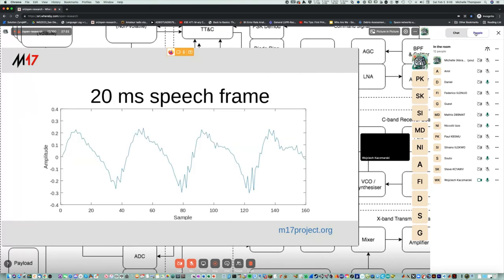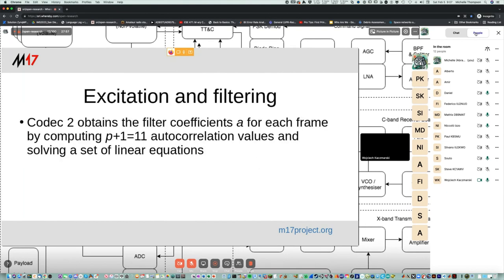And this is how 20 milliseconds of speech look like. This is taken from the previous sample. So clearly, it's visible that this is voiced speech because there is a quasi-periodic signal.